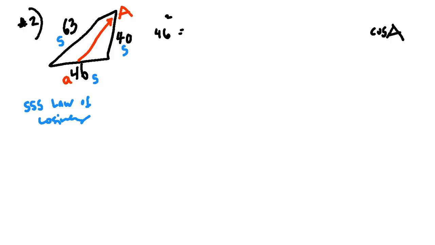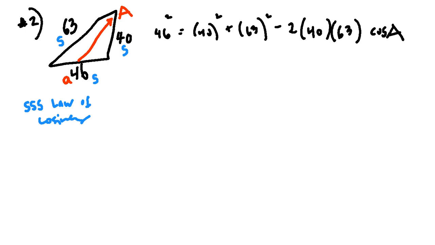All right, I've used 46, so now I square the other two sides minus 2 times one side of 40 and one side of 63. Now the difference here between the other one is that I don't know the angle. I'm solving for the angle, and this is going to require much more work. Okay, so I'm going to get my calculator and I'm going to slowly work this problem out.